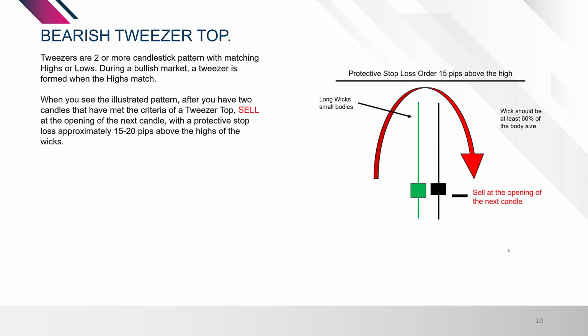When you see the illustrated pattern, after you have two candles that have met the criteria of a tweezer top, sell at the opening of the next candle with a protective stop loss approximately 15 to 20 pips above the highs of the wick.